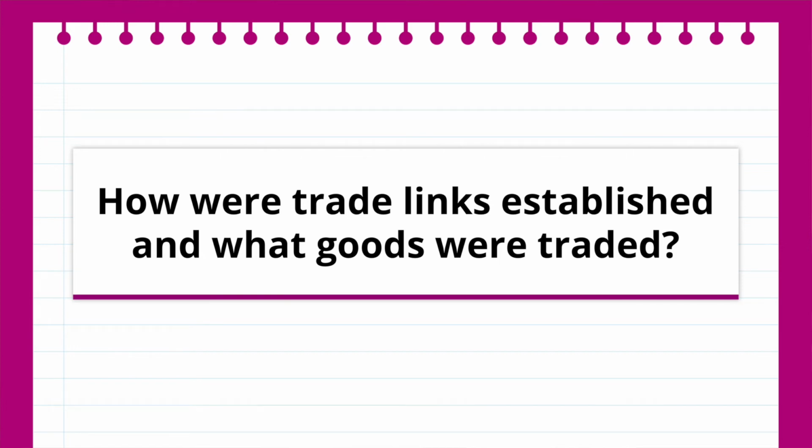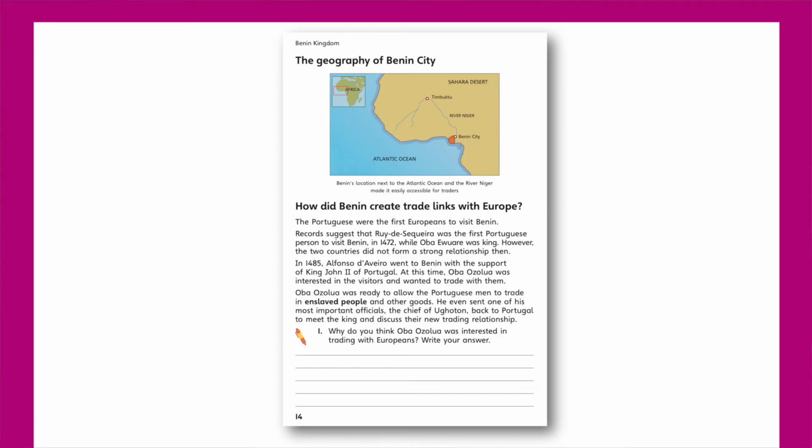Lesson 3 takes us into the 15th century and asks how were trade links established and which goods were traded. Pupils will learn about how the Portuguese established a trading relationship with Oba Ozalua. They will learn about how the Portuguese supplied brass, which was considered sacred by many in Benin, as well as guns, which gave the armies of Benin greater power. In return, the Oba traded enslaved people with the Portuguese, as well as ivory and textiles.